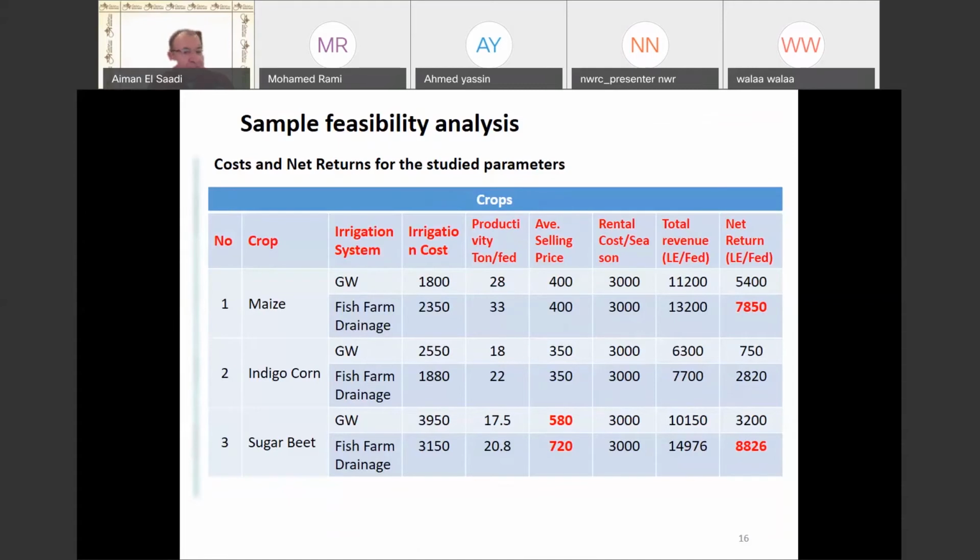Which is very positive, where we can expand it mainly in new land, and I think it might be good to expand in the new project for 1.5 million acres again. And as you can see, the net return for sugar beet, for example, is very high, compared with the normal traditional cropping system.